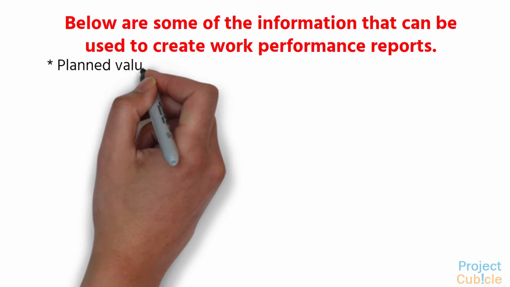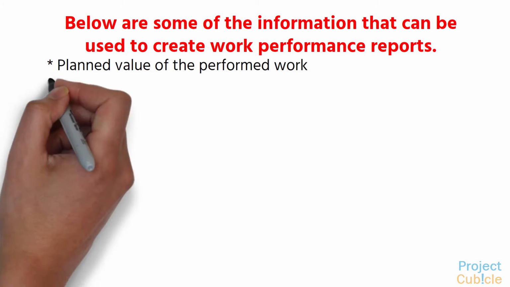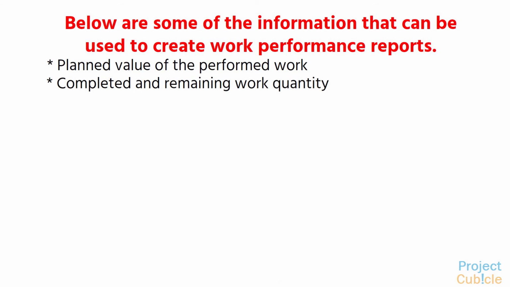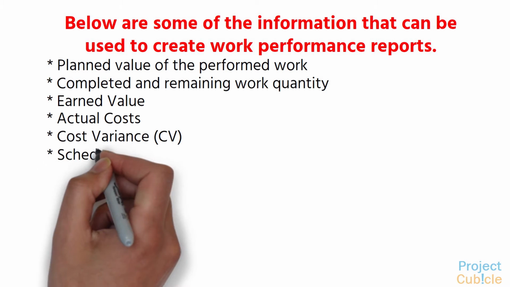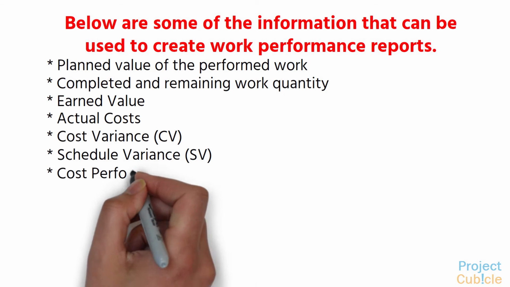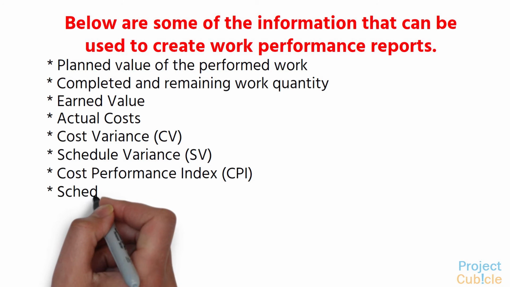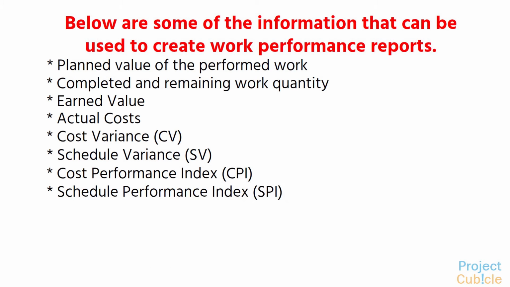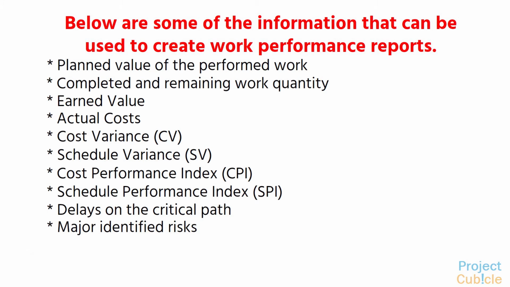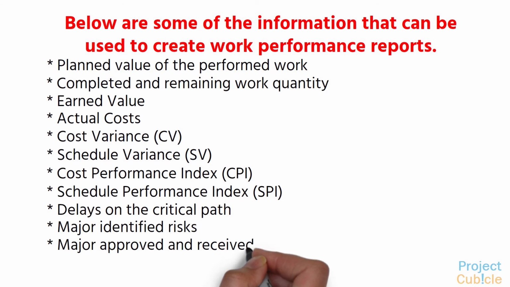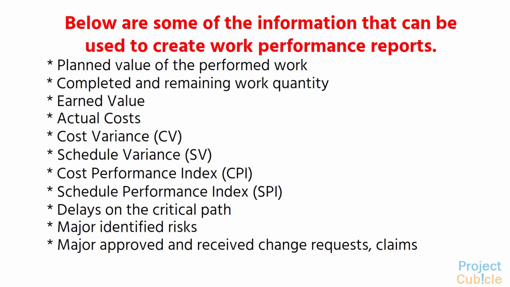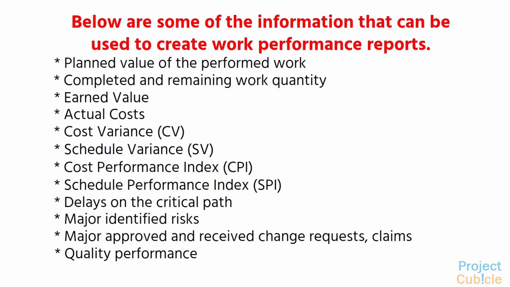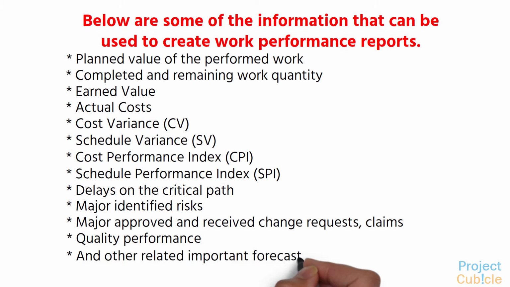Below are some of the information that can be used to create work performance reports. Planned value of the performed work. Completed and remaining work quantity. Earned value. Actual costs. Cost variance. Schedule variance. Cost performance index. Schedule performance index. Delays on the critical path. Major identified risks. Major approved and received change requests, claims. Quality performance. And other related important forecasts and issues.